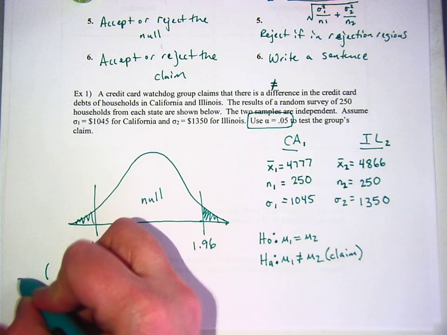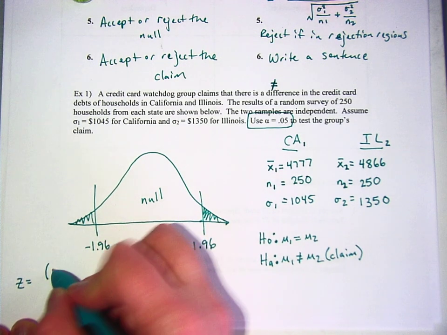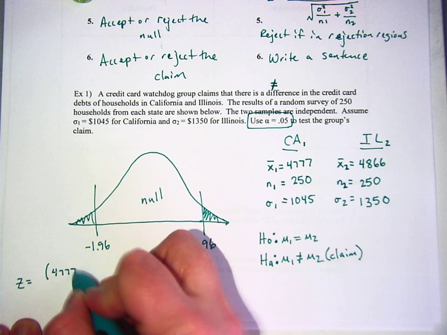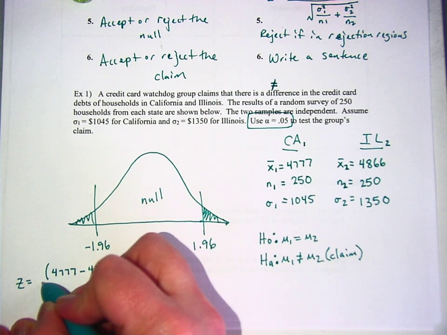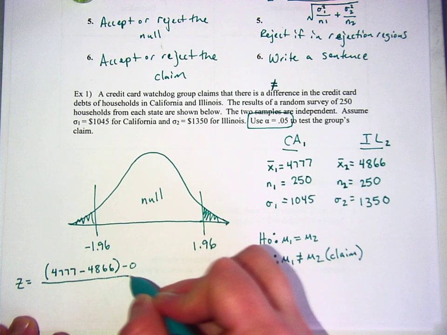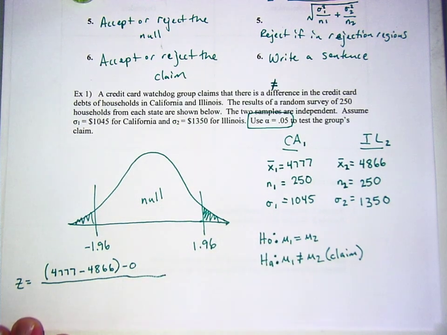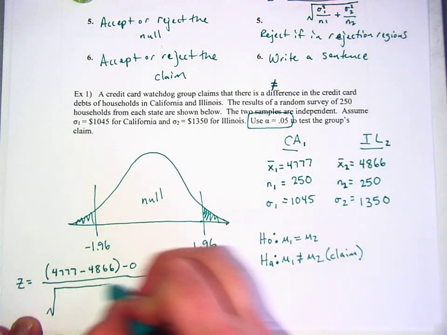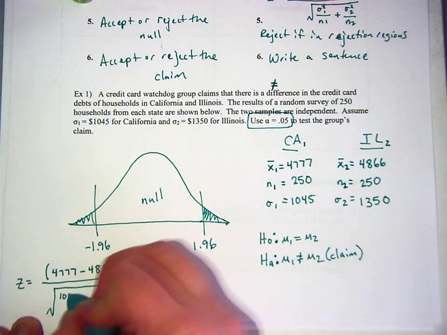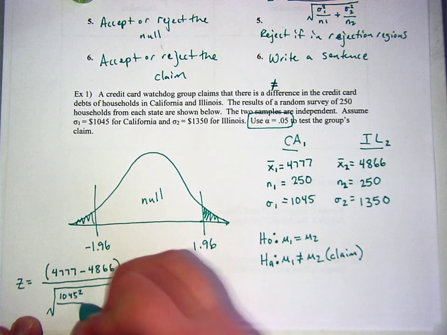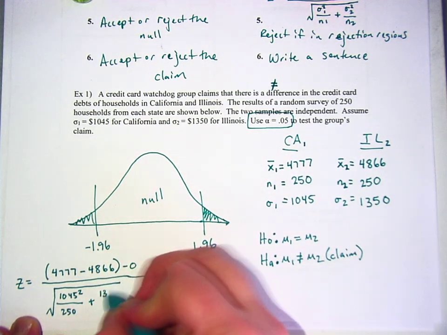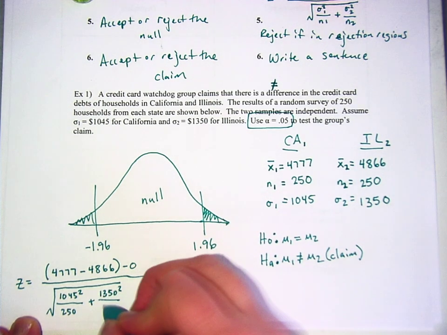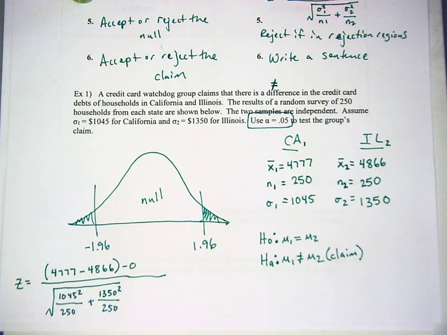What's x bar 1? 4,777. So 4,777 minus 4,866 over, and I'm going to write minus 0 here, but we all know that that's nothing, right? Over the square root of 1,045 squared over 250 plus 1,350 squared over 250. All right, let's put it in our calculator.